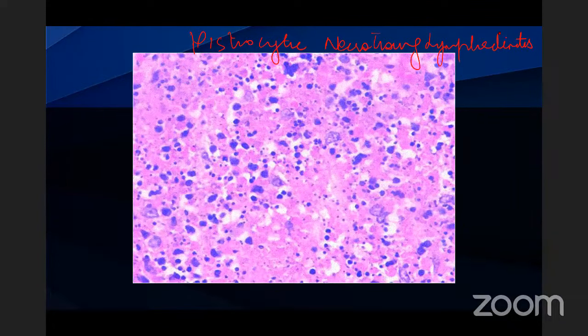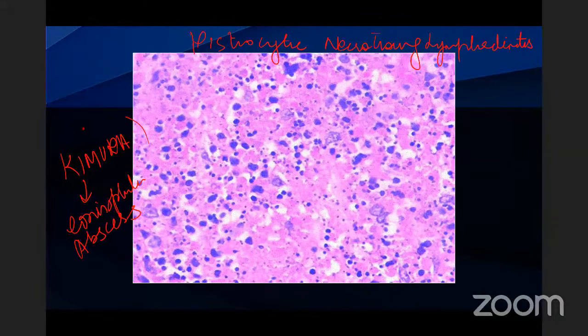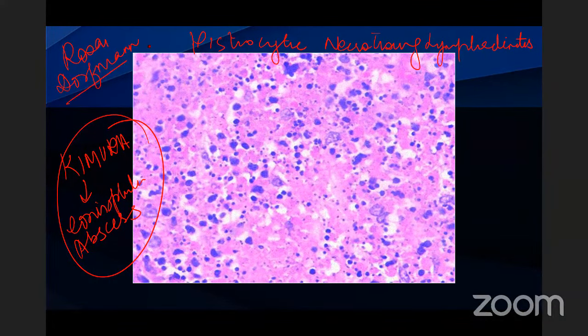That's Kikuchi's. Please remember, what is Kimura? Anybody who can tell me what is Kimura disease? Kimura disease is one disease where you get eosinophilic abscesses. Again, this is a lymphadenopathy. Eosinophilic abscesses are seen in Kimura's disease. Okay. Again, who will tell me what is Rosai-Dorfman disease? In Rosai-Dorfman disease, you will see emperipolesis.